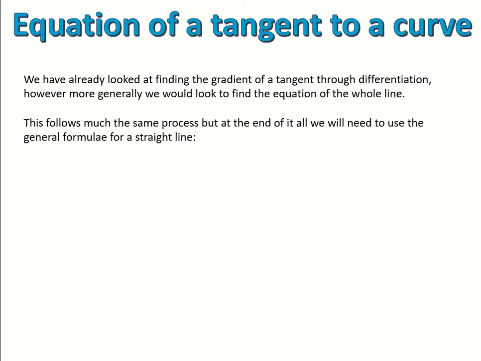Okay, so this follows much the same process, but at the end of all, we will need to use the general formula for a straight line. So you'll need to remember this. You needed to remember it last year, but you absolutely need to remember it this year. We've already done straight line stuff, so this shouldn't be anything new to you. Okay, but y minus b equals m(x minus a), where m is the gradient and (a, b) is the point of contact. So as I said, we need those two things to be able to find the equation of a straight line.